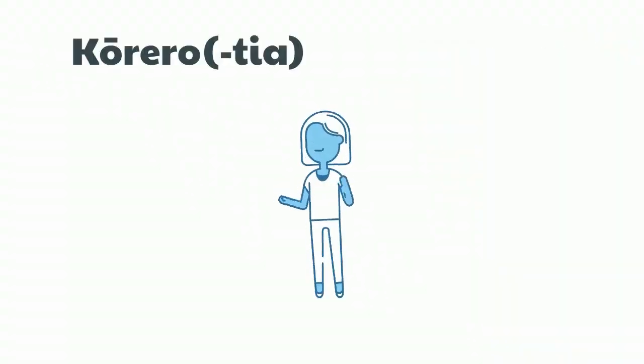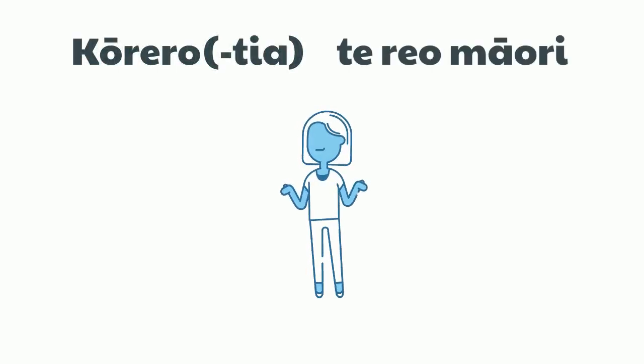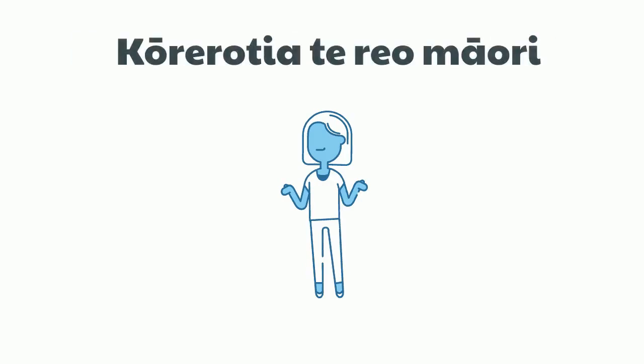Kōrero means to speak. Te reo Māori means the Māori language. How do you say, speak the Māori language? Kōrero tia te reo Māori.